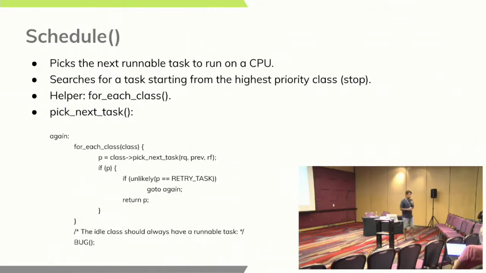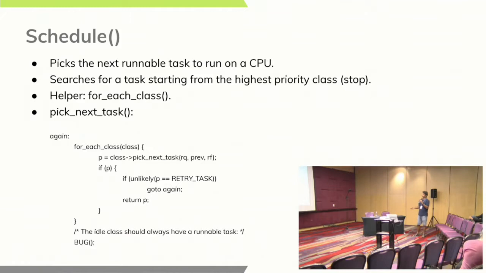So this is the schedule function which you must have seen at many places in the code. This is the function which is responsible to pick the next task to run on the local CPU. What this function does is it picks the next runnable task for the CPU, searching for the task starting at the highest priority scheduling class, which is the stop scheduling class. We have a simple helper which it uses for each class, and this calls pick_next_task of each scheduling class one by one. So this is the main crux of the routine.